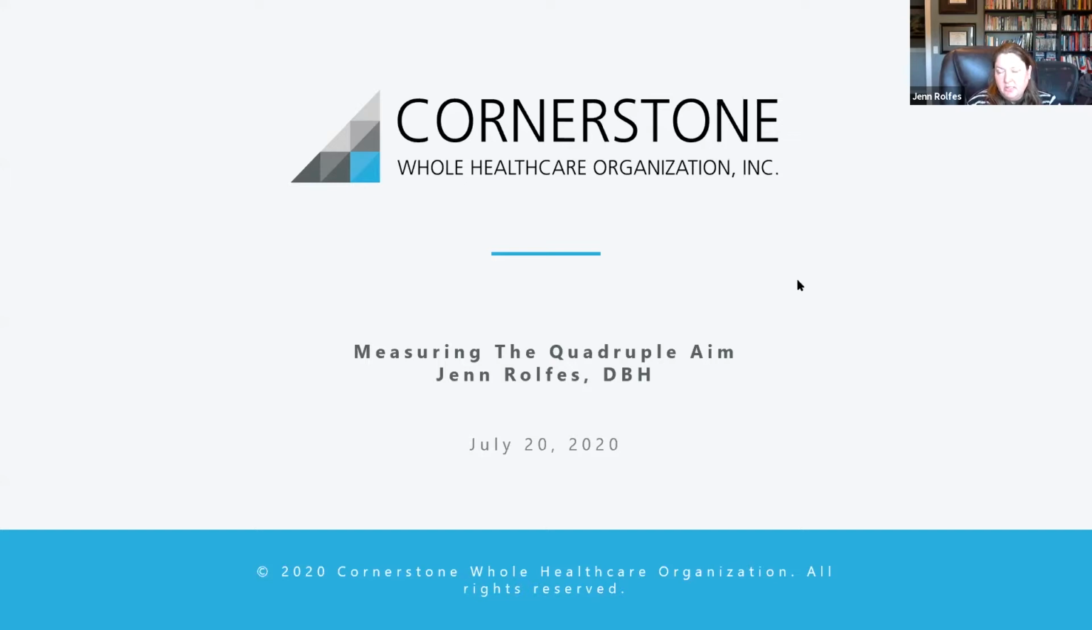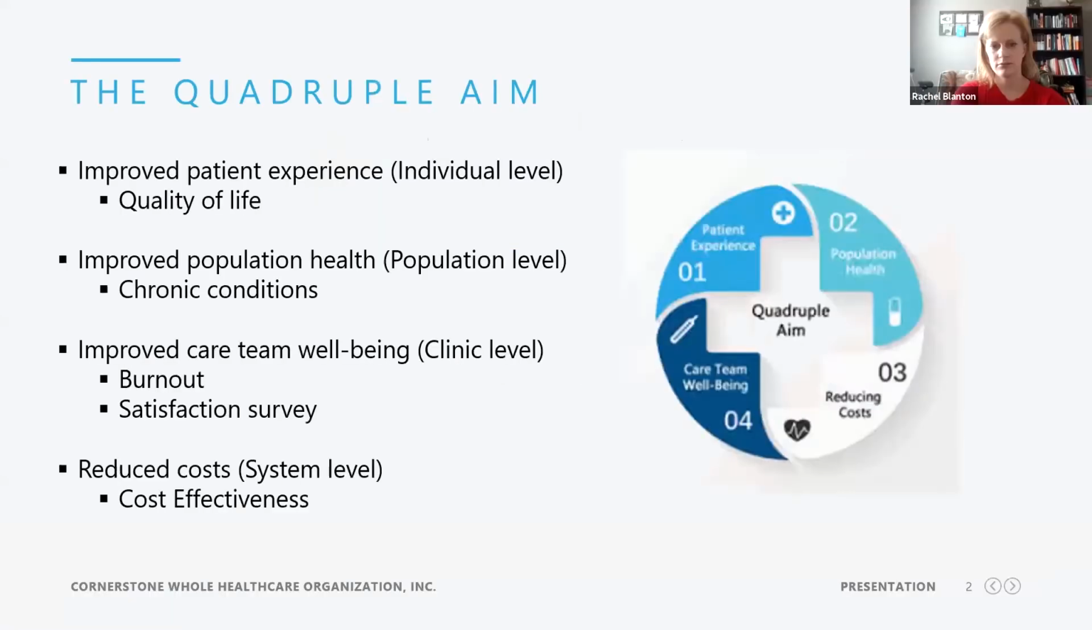So I wanted to go through data elements, what that would look like, and at what level each of these elements would be measured. And so the quadruple aim is really: improve patient experience, improve population health, improve care team well-being, and reduce costs. These are just some of the potential ways to measure them. These are the things that I think about, but there could definitely be other measurement mechanisms.